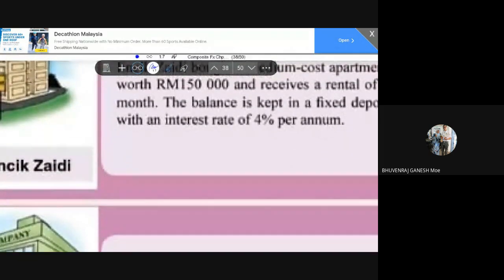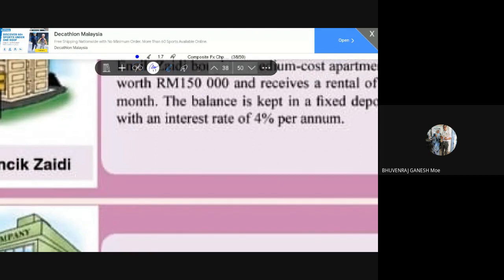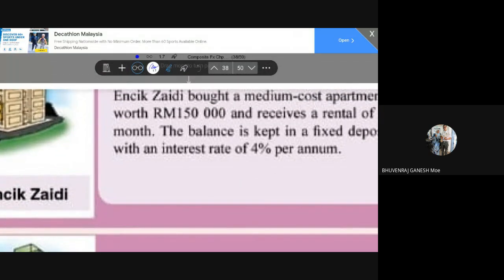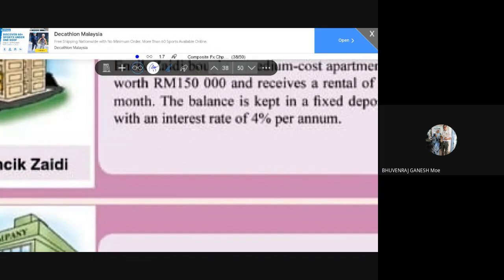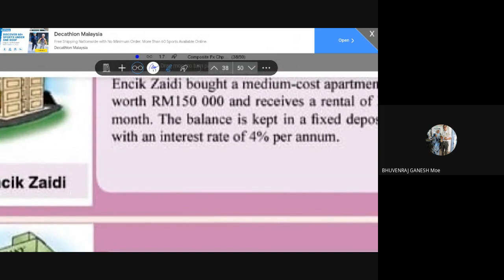So you see we have three people, Incheck Zaidi and two others. He bought a medium cost apartment worth RM 158 before that. All okay, two of you, before I go on? Okay, good. Still surviving. Not bad. By this time, most people will be gone already.